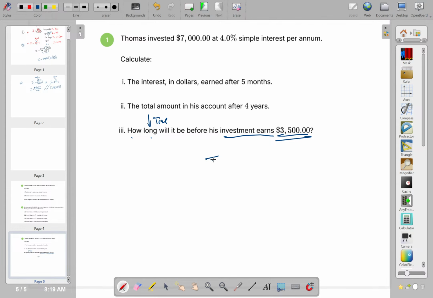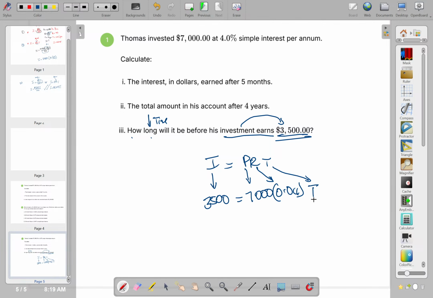So that once again, I write my guide, people. Don't forget to write the guide. They're telling you how much you earned. So they're telling you how much interest you have. So 3,500. My principal is not changing. I still invested 7 grand. My interest rate's not changing because I'm still under the 4% interest rate. But now all I'm doing now is finding my time.